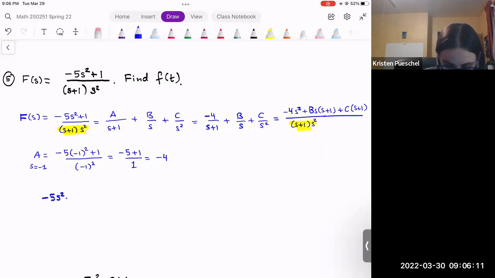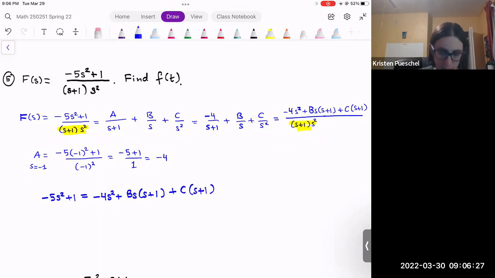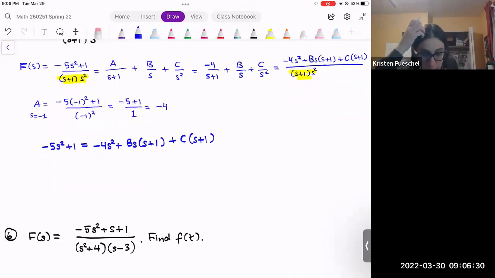We have negative 5s squared plus 1 equals negative 4s squared plus bs times s plus 1 plus c times s plus 1. Okay. Now we can either substitute in values if we like to. So choose a value of s, put it in. We could also rearrange things so that we have things grouped in terms of powers of s. So I see some convenient stuff going on there. So let's do that next.